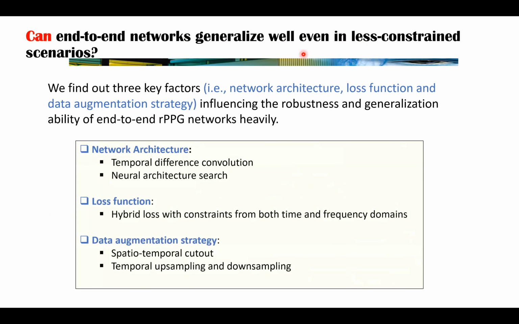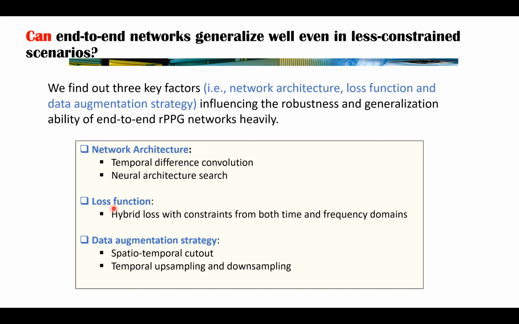In this paper, we find three factors: one is the network architecture, one is the loss function, and one is the data augmentation strategy. These three factors heavily influence the robustness and generalization ability of the end-to-end rPPG network. To overcome these three issues, on the network architecture side we design two new elements. One is called temporal difference convolution, and the other is that we automatically search the optimal architecture for rPPG measurement.